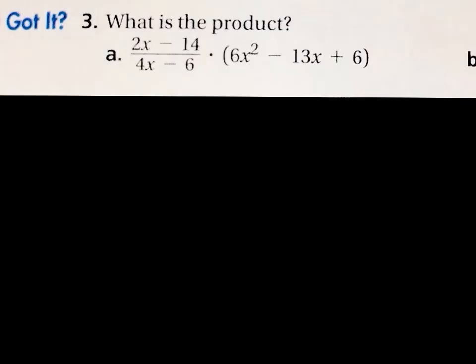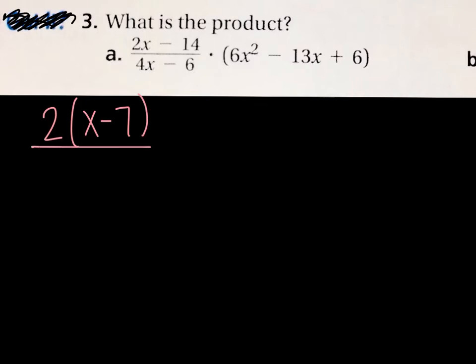All right, so this is not a guided question, but you're welcome to pause it and try to do it on your own if you'd like. What I want you to do is rewrite it, and as you rewrite it, I want you to factor. So for the top left, you can pull out a 2, and you're left with x minus 7. Bottom left, you can pull out a 2, and you're left with 2x minus 3.